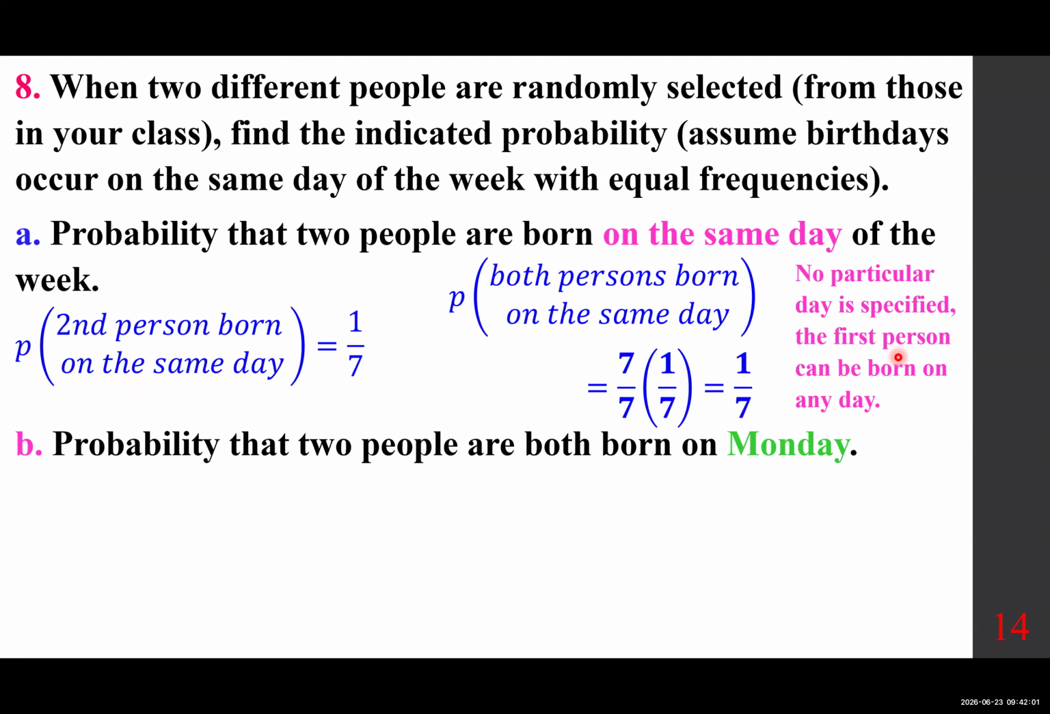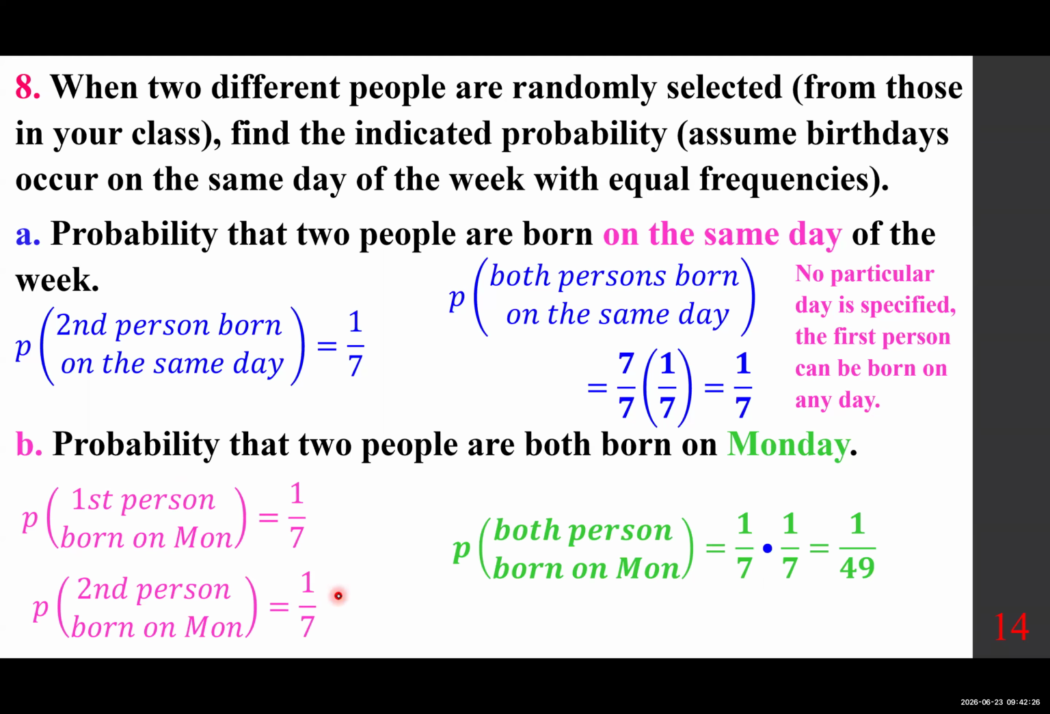is 1 over 7. So to understand this better, take a look at this question. This one says that two people are both born on, I don't know, Monday, Tuesday. You pick a specific day. Now it's different. I hope you see the difference. The probability of the first person born on Monday is 1 over 7. For the second person it's also 1 over 7. And therefore the answer is 1 over 49. So this one is just on the same day, but this one is on a specific day of the week. And that makes a huge difference.